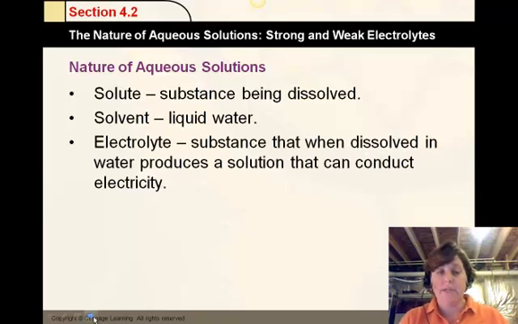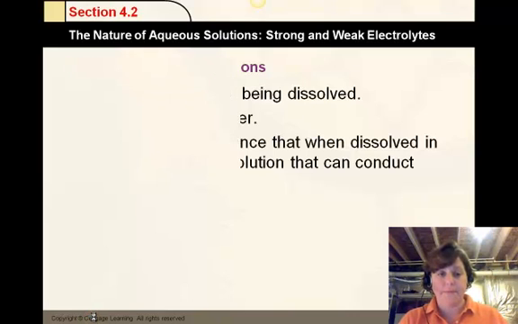And a term that you'll need to know is electrolyte. It's a substance that when dissolved in water produces a solution that can conduct electricity. So things that are ionic can conduct electricity. They are electrolytes. So if I put sugar in water, that's not an electrolyte actually, because it's made of nonmetals. But a metal and a nonmetal, like sodium chloride, would actually be called an electrolyte when it's dissolved in water.